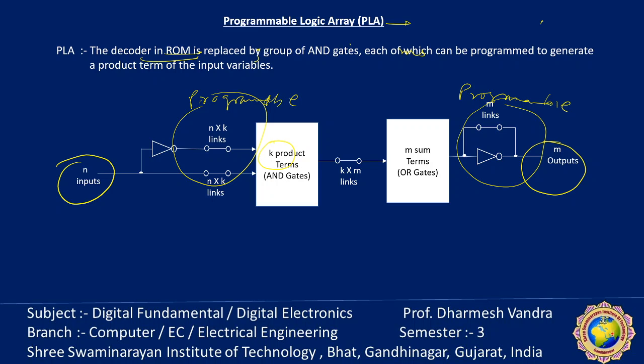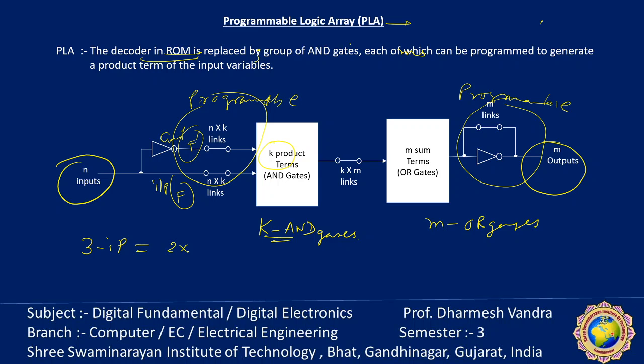So the product term consists of a group of k AND gates. How many AND gates are required? K product terms, so k AND gates are required. And the sum term consists of a group of m OR gates. Links are inserted between all inputs and their complement values. Suppose here F dash, all are linked. That means suppose there are 3 inputs, so links are 2 into 3, 6 links are there.